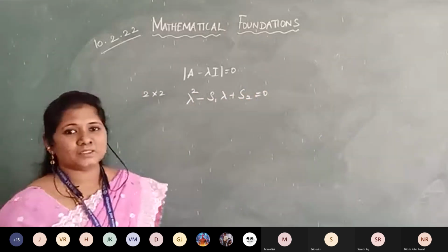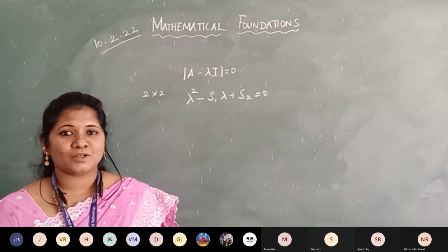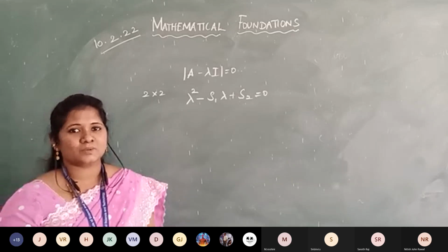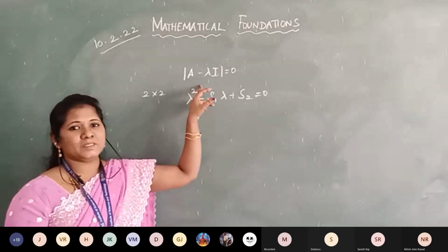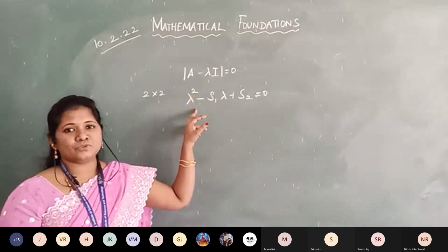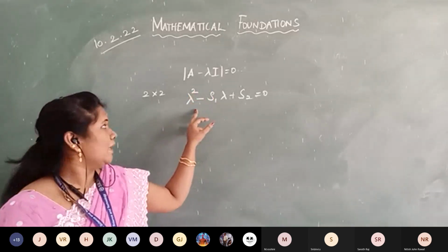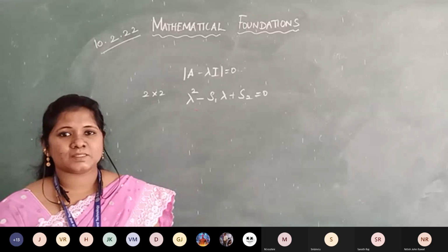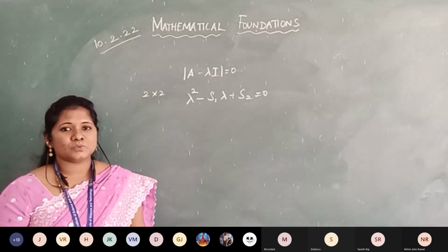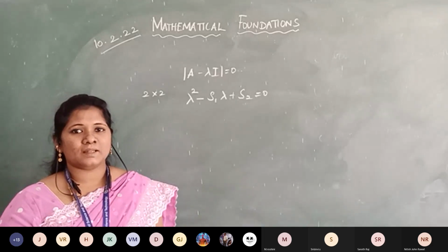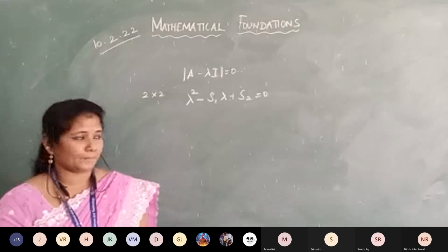Okay, this will be the general formula for your 2 cross 2. Not general formula, it will be your characteristic equation. Okay, general formula will be this. Your characteristic equation for a 2 cross 2 matrix will be lambda square minus S1 lambda plus S2 equal to 0. Your S1 will be the sum of the main diagonal elements. S2 is your determinant of it.